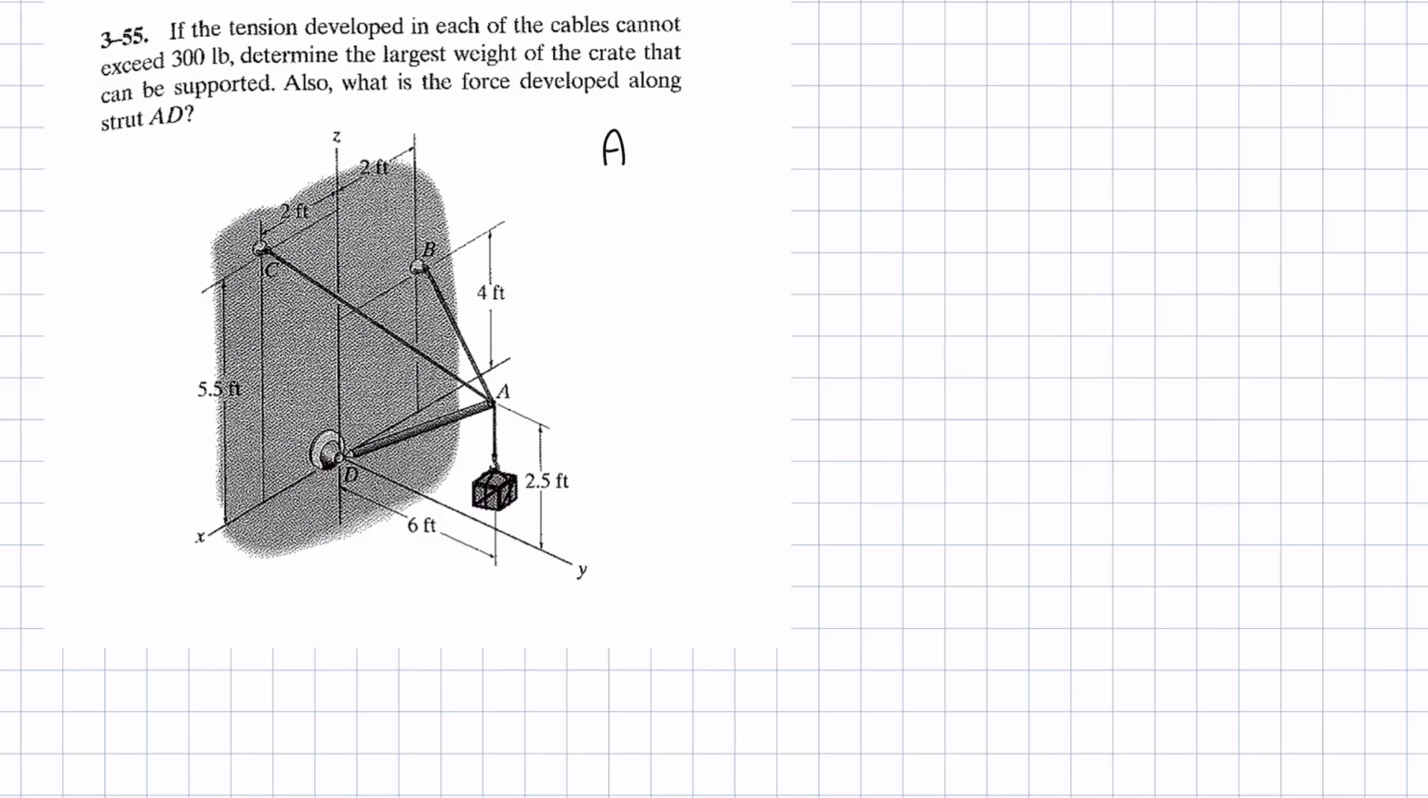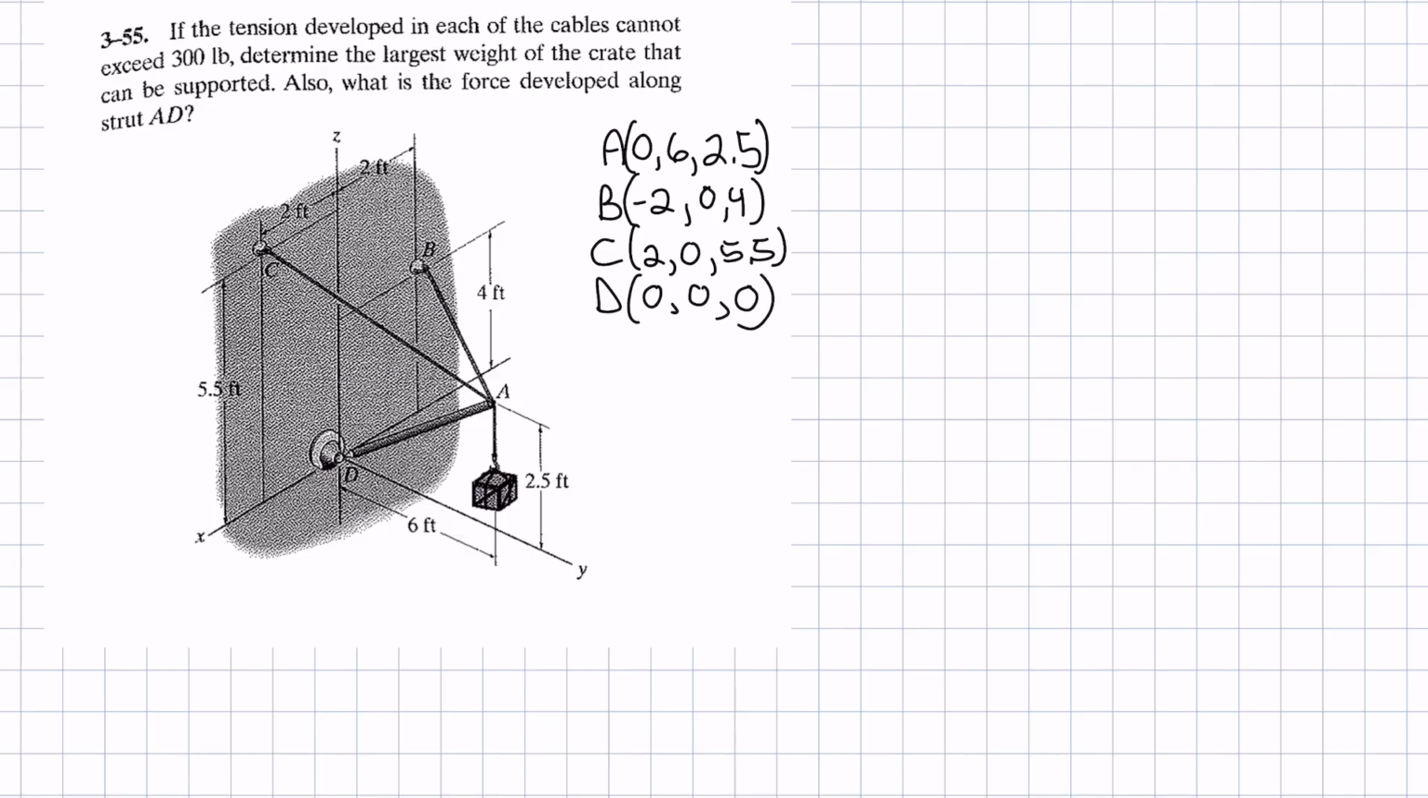Now, the first thing I'm going to do is, I know the points A, B, C, and D are going to be really important here. So I'm just going to figure out what their position vectors are. I'll write them down as points in space. So you can see, for instance, that point A is 0 in the X, 6 in the Y, 2.5 in the Z, and so on. So I'm just going to quickly write these down. Hopefully you can see from the diagram how I'm getting these.